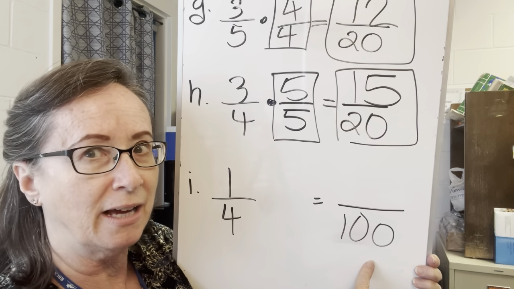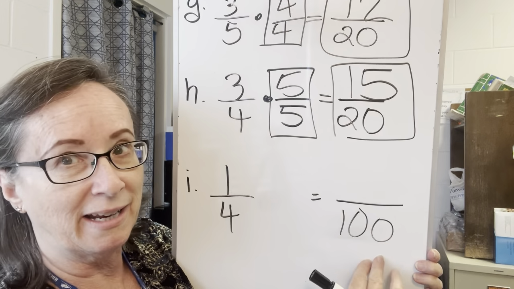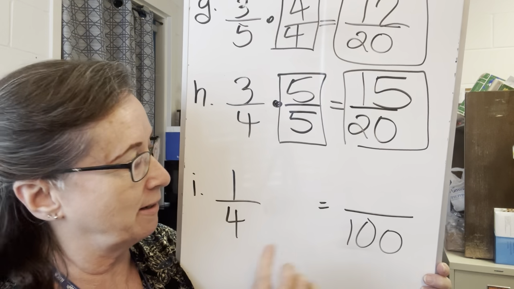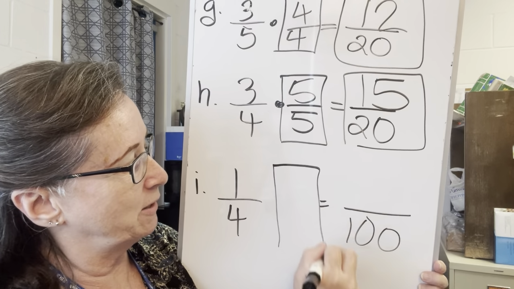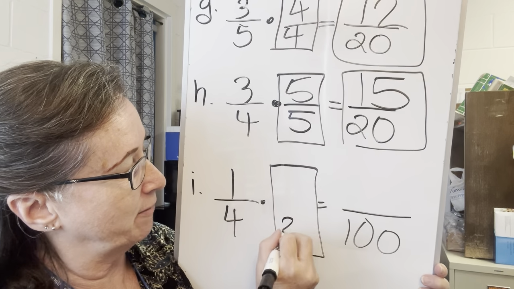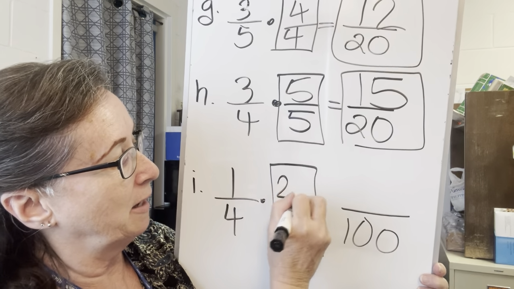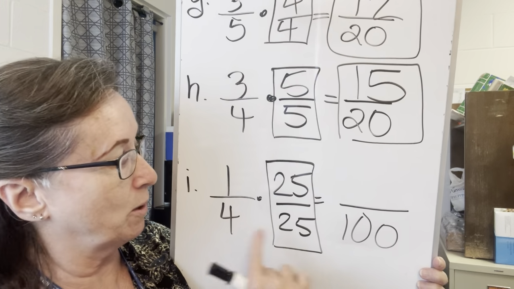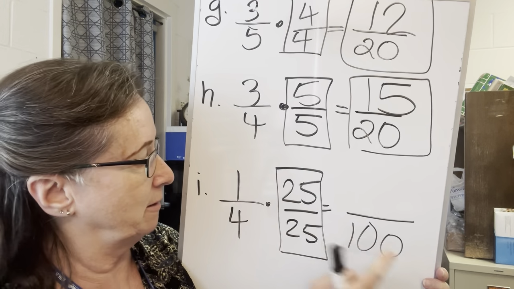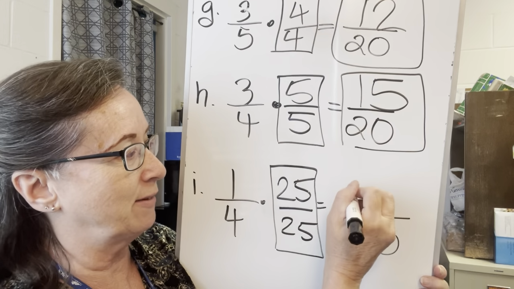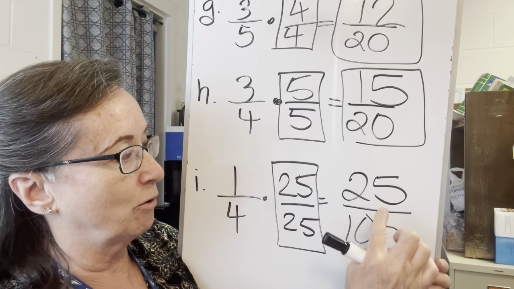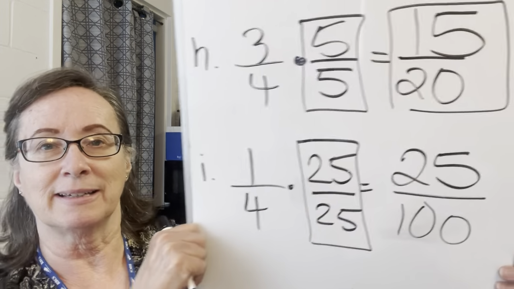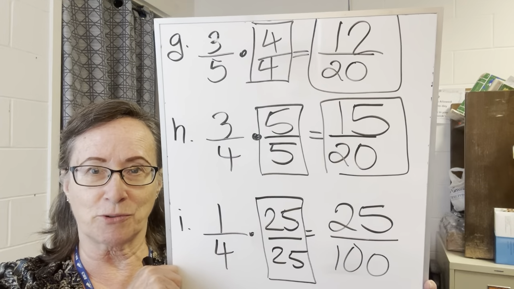1/4 is how many hundredths? Well, 100 divided by 4, remember there are 4 quarters in a dollar? So 100 divided by 4 is 25. So we're going to multiply by a form of 1 that is 25 over 25. 4 times 25 is 100. 1 times 25 is 25. So 25/100ths is the same as 1/4. I'll hold all 3 of those for you for a second.